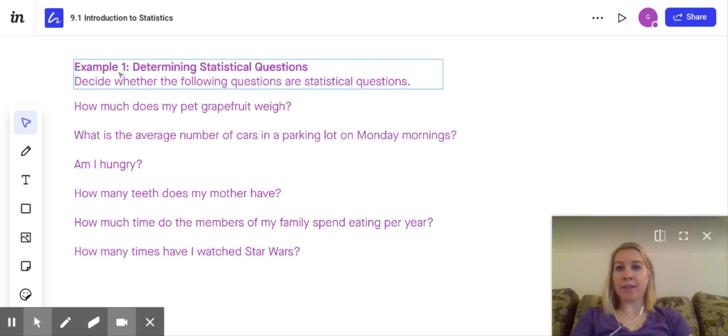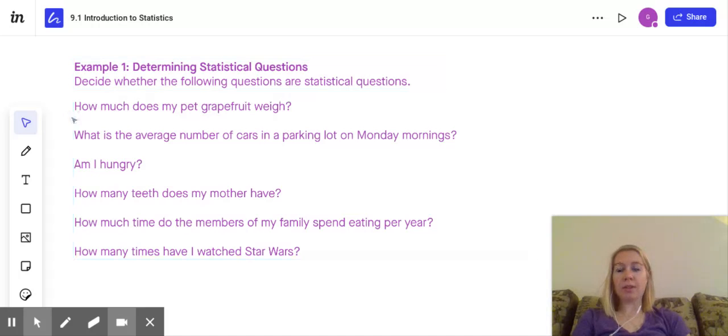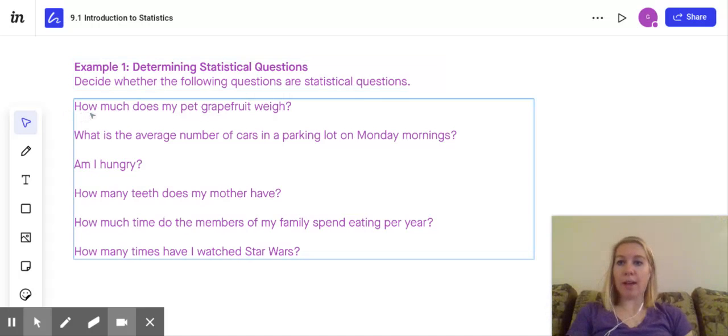Okay, let's go over example 1, determining statistical questions. The directions say decide whether the following questions are statistical questions. Okay, let's look at this first one in here. The question is, how much does my pet grapefruit weigh? Well, a pet grapefruit, that's a little unique of a pet, but let's suppose that we had that.